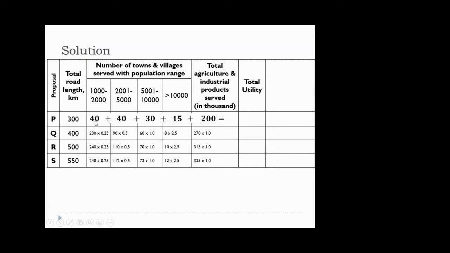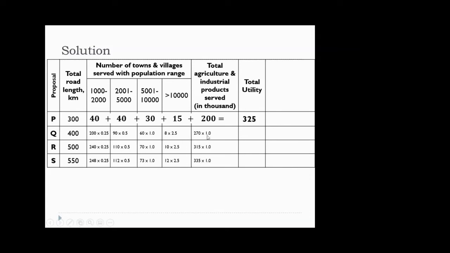So for the first step, for proposal P, you multiply all these values: 160 by 0.25, 80 by 0.5, 30 by 1, 6 by 2.5, and 200 by 1. You just multiply it. These are the values that you will be getting: 40, 40, 30, 15, and 200. You add it up and come up with the total utility, which comes out to be 325.